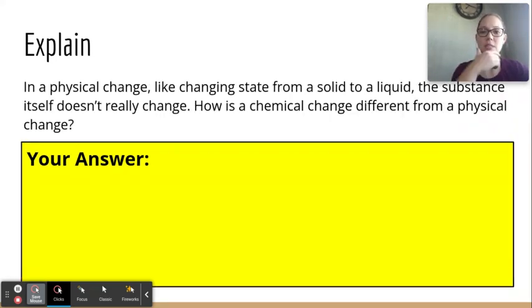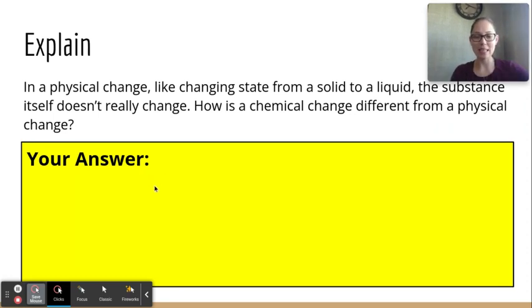So I also want you guys to think about, in a physical change, like changing the state from a solid to a liquid, the substance itself does not change, right? If I have a pot of water on the stove and I boil it, it's just turning into water vapor, but it's still just a water molecule. So how is a chemical change different than a physical change? So think back to our candle burning or our combustion of methane, because those are examples of chemical changes. How are they different than our physical ones? Pause the video and fill out this slide.